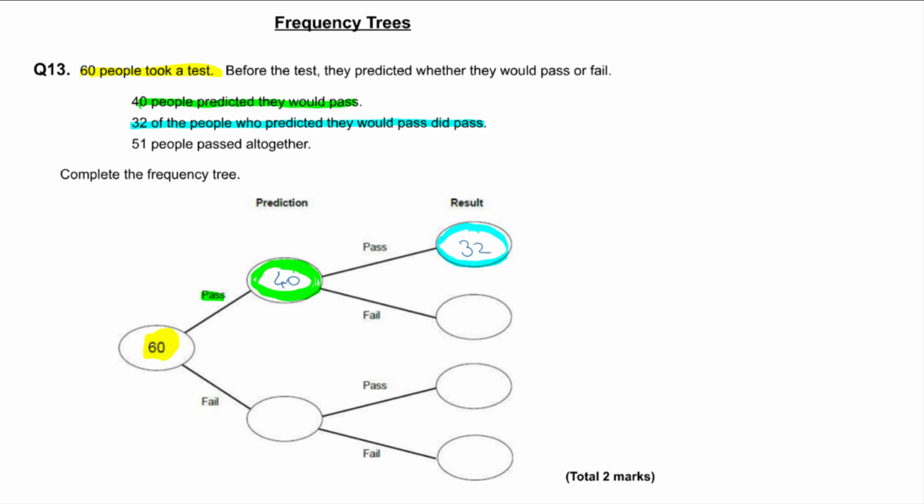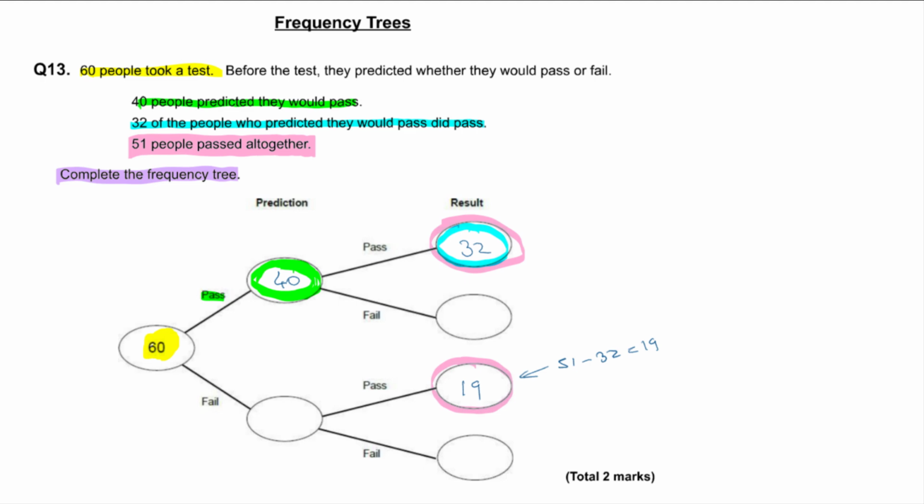Okay. Now the next line says 51 people passed altogether. Now that is this circle and this circle combined, isn't it? They're the ones who passed altogether. So either they thought they would pass and they did pass, or they thought they would fail and they did pass. So if there are 32 up there and together they equal 51, then this one is going to be 51 minus 32. What's 51 take away 32? That's 19, isn't it? So that one's 19. So there is 19 people in here. Now that's all the information I've got. Now it says go on to complete the tree, but I've got enough information now to finish it off.